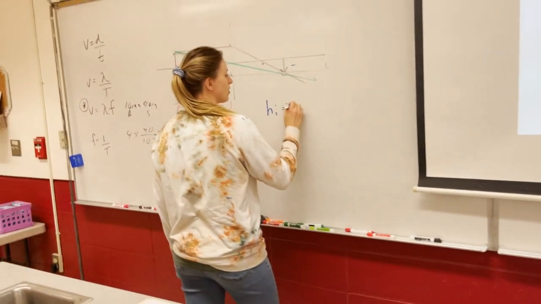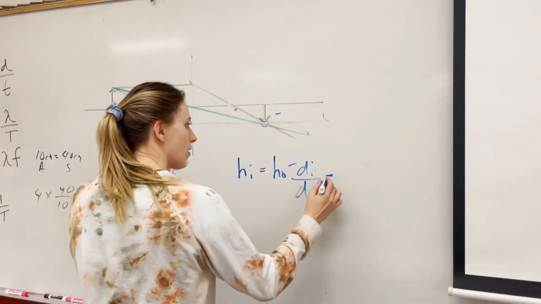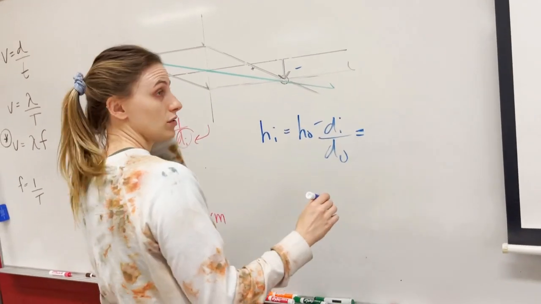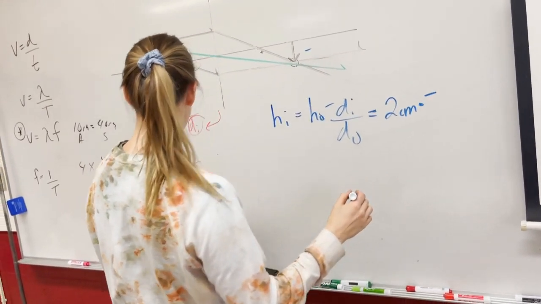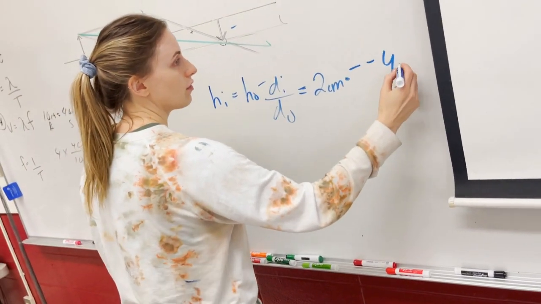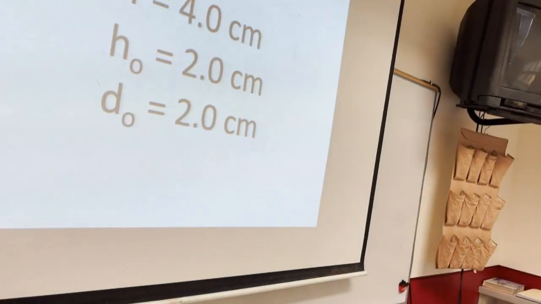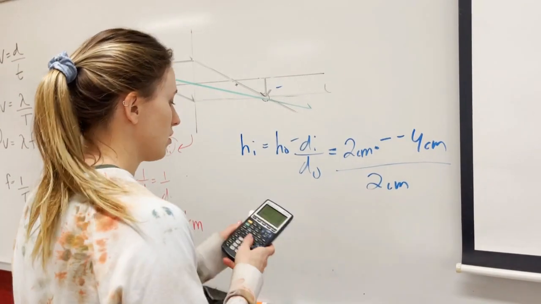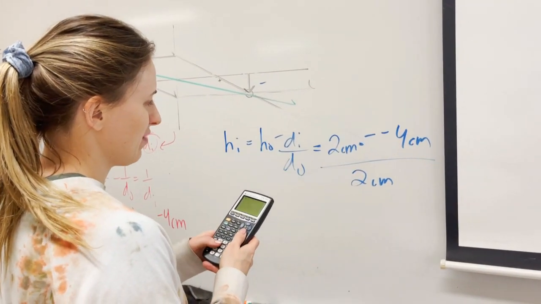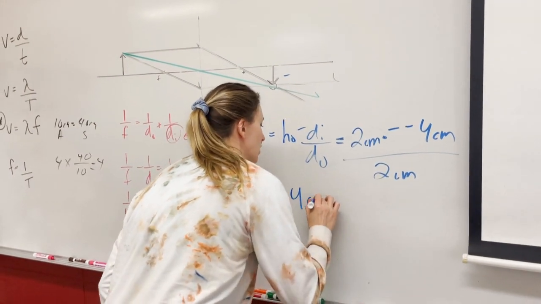So we said the height of the image was hi equals negative di times ho over do, and it's negative. Then the height of the object is 2 centimeters times a negative 4, divided by the distance of the object, which is 2 centimeters. So that's going to be 4 centimeters. So the height of the image is 4 centimeters.